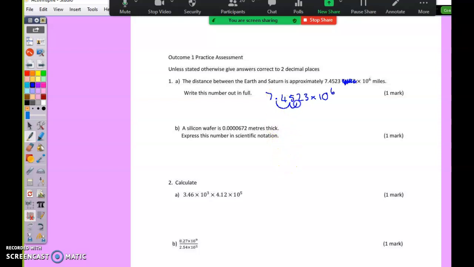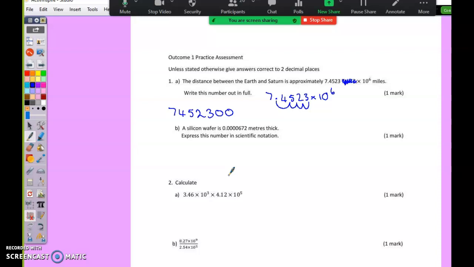I move it 1, 2, 3, 4 to get rid of my decimal place, and then I fill in my remaining 2 with zeros. So we get 7452300.